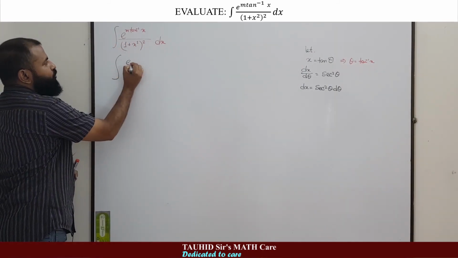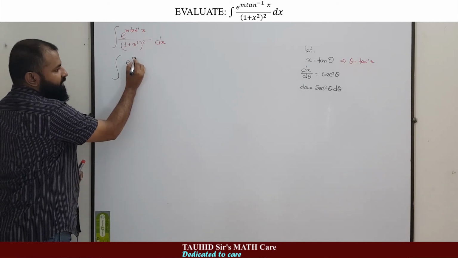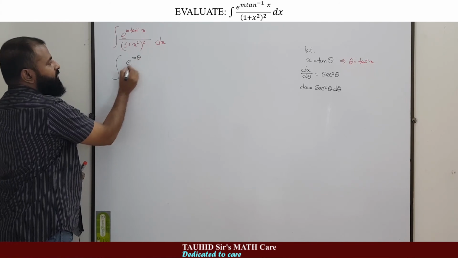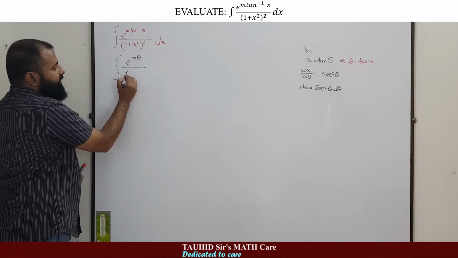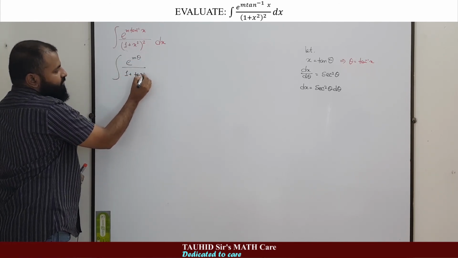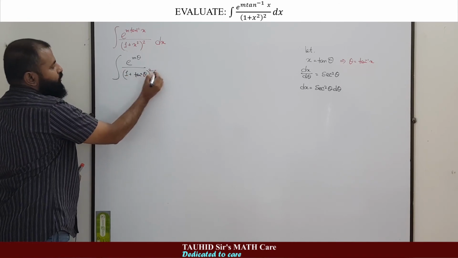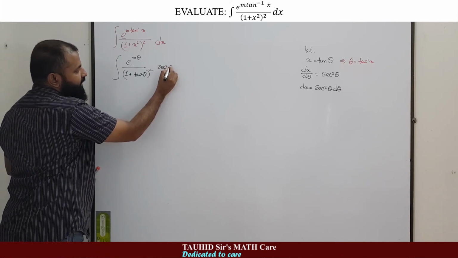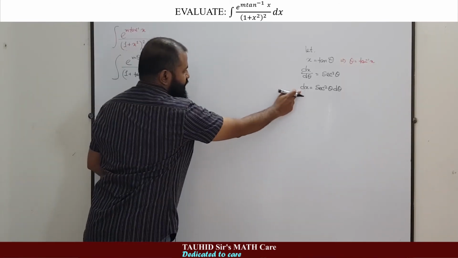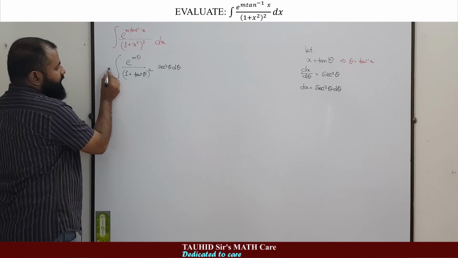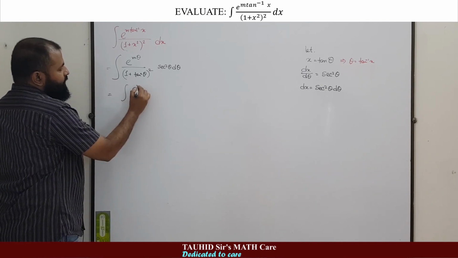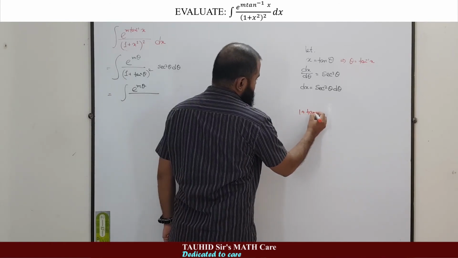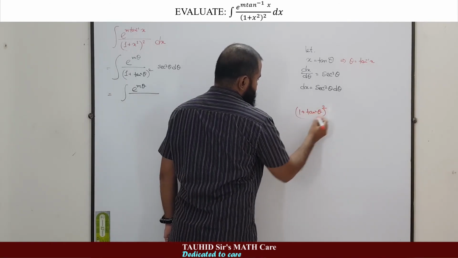Integration of e to the power m tan inverse x. According to our assumption, tan inverse x means theta, divided by 1 plus x square, that means 1 plus tan square theta whole square dx. Dx means sec square theta d theta. You can see here that it is equal to e to the power m theta divided by 1 plus tan square theta whole square.